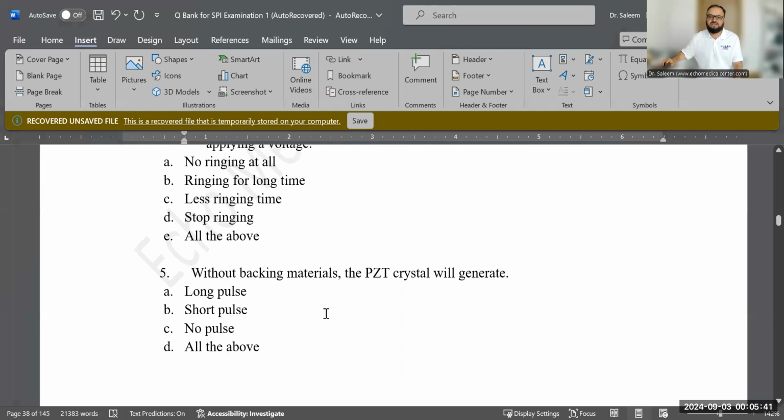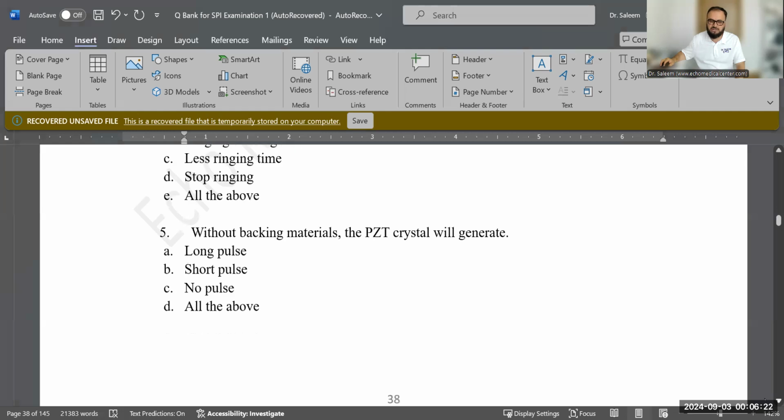It says, without backing material, the PZT crystal will generate what? Almost the same question, but the concept is the same. Let's see which option you think is the best. Long pulse, short pulse, no pulse at all, or all of the above. Which one is the correct answer? With no backing material or damping material, exactly, that will be a long pulse. Continuously, the electricity will come and hit the crystal and it will continuously vibrate and make a long pulse with uncountable cycles, we can say. So, long pulse. That is the correct answer.